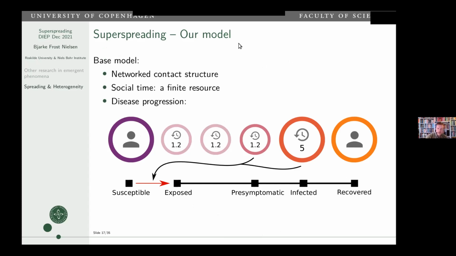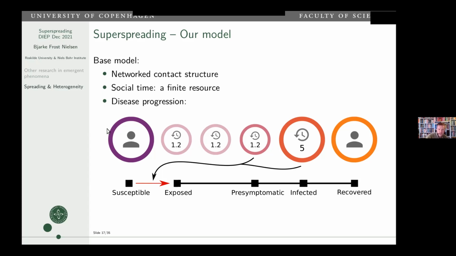But then on top of this, each individual has some infectiousness drawn from this distribution once they become infected. And it's a quite simple model. You have some networked contact structure, and the precise network is something we can discuss. And then social time is assumed to be a finite resource. That turns out to be quite important, because previous models have often assumed that super spreading is essentially a question of some people having enormous social networks, some people having 100 times the average social contacts. But then of course you run into the question of whether it's realistic that you can actually spend a meaningful amount of time with each of them. So in this case, we make sure that social time is a finite resource.